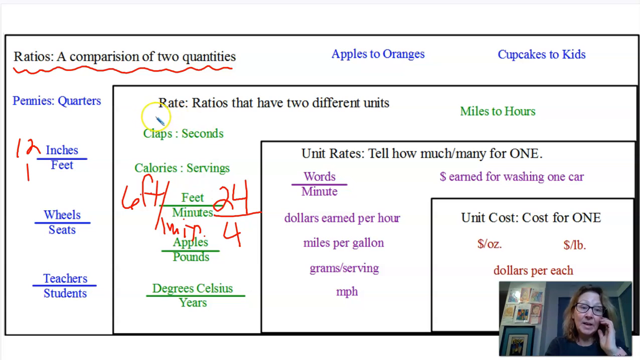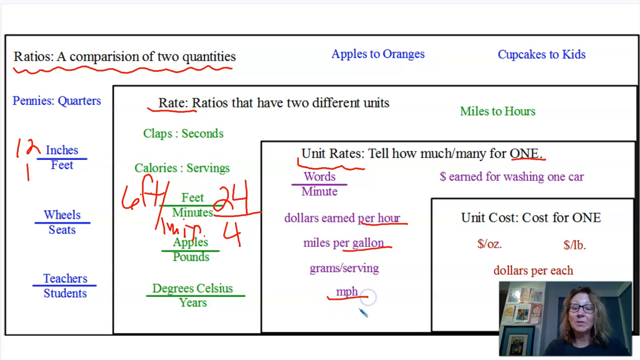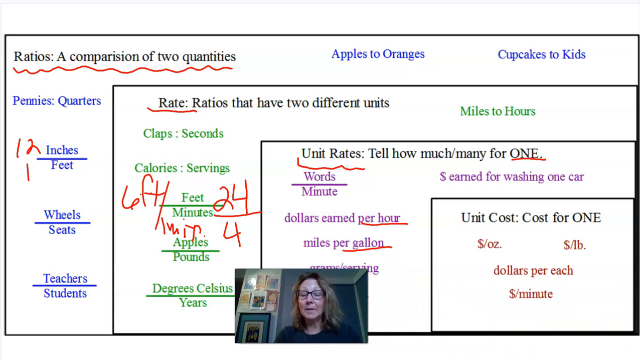So there's the broad category of ratios, and then specifically there's rates, and then even more specifically there's unit rates, which is when you divide and you find out how many for one of something. Dollars earned per hour, the miles your car can go per gallon, miles per hour, which is the speed limit. And then there is a unit cost, which is the price of something for 1 pound or 1 ounce. Or maybe in the good old days of cell phones, you used to pay money per minute instead of having these unlimited plans.